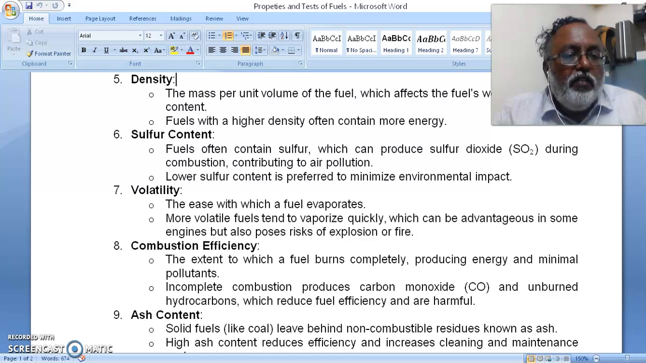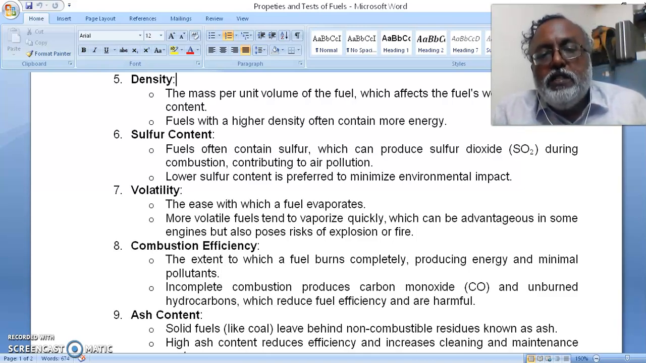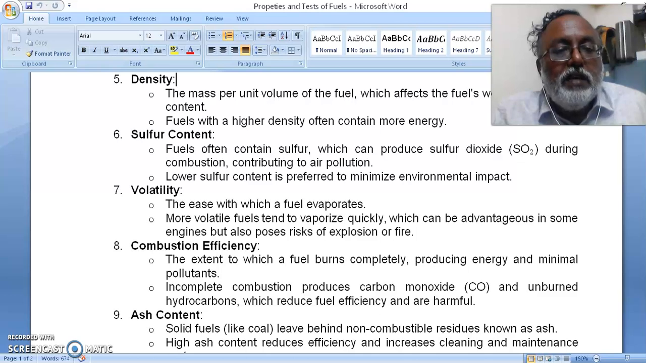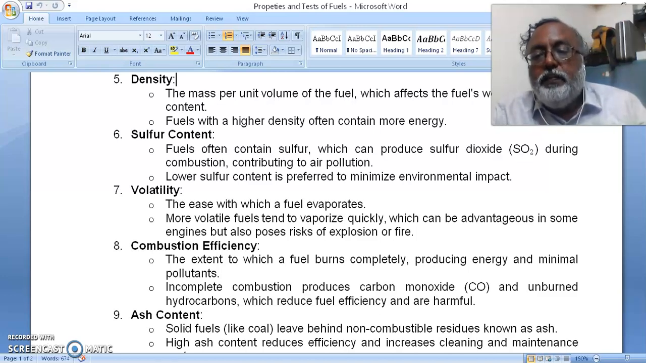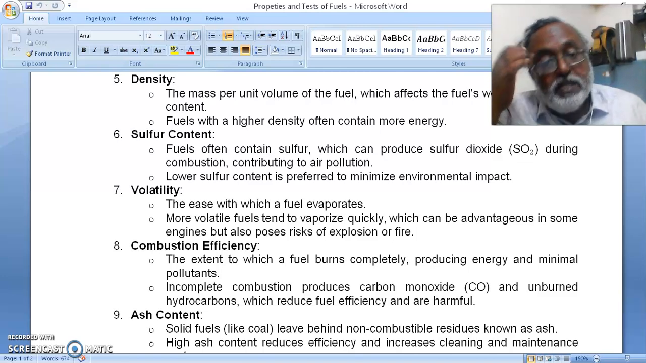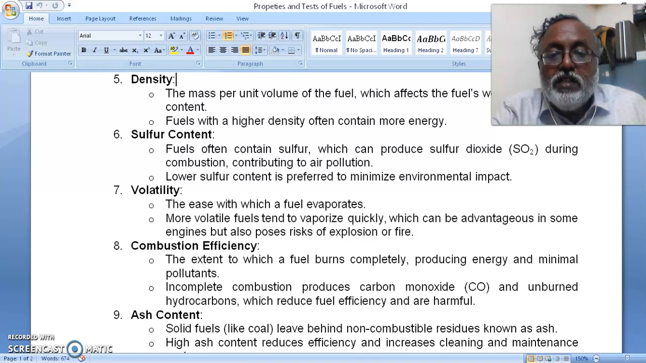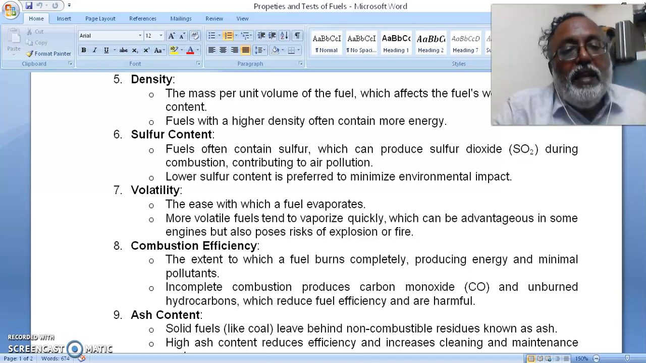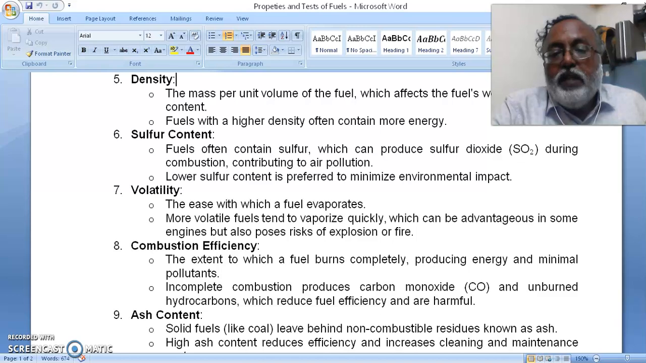The eighth property of the fuel is combustion efficiency. The extent to which a fuel burns completely, producing energy and minimal pollutants, is known as the combustion efficiency. Incomplete combustion produces carbon monoxide and unburned hydrocarbons, which reduce the fuel efficiency and make the fuel harmful.